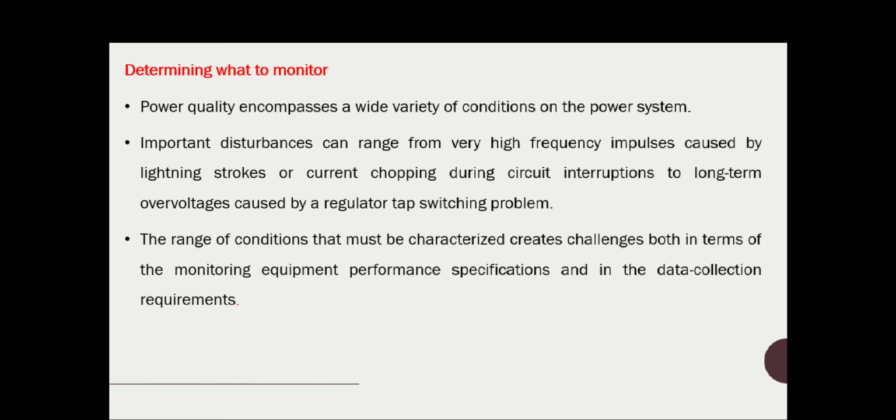Another important consideration for power quality monitoring is determining what to monitor. Power quality encompasses a wide variety of conditions on the power system, and important disturbances can range from very high frequency impulses caused by a lightning stroke or current chopping during a circuit interruption to a long-time overvoltage caused by a regulator tap switching problem. So the variation of power quality problems is very high.